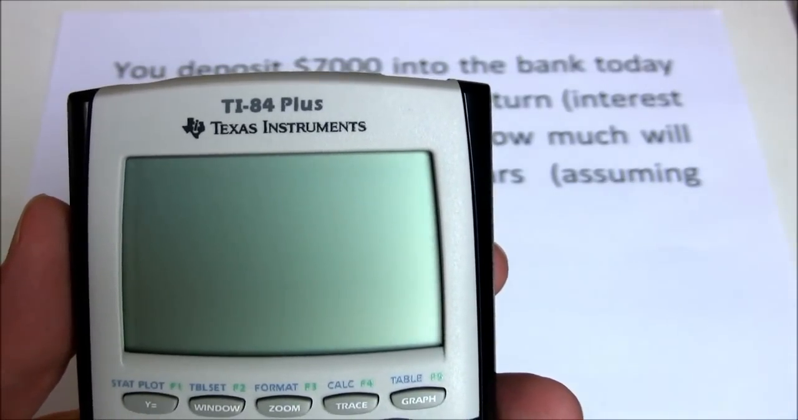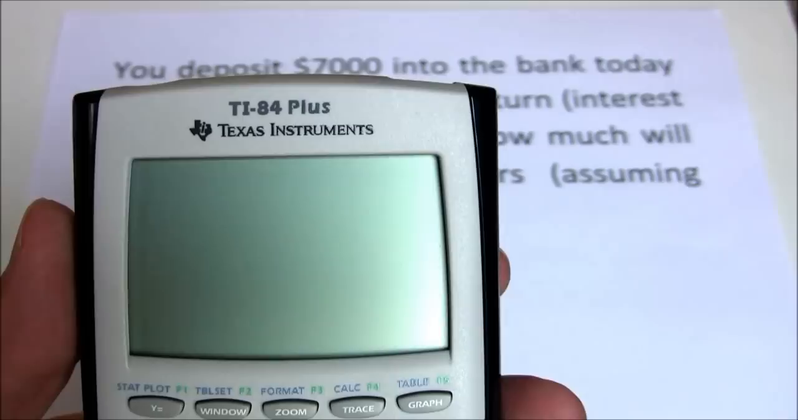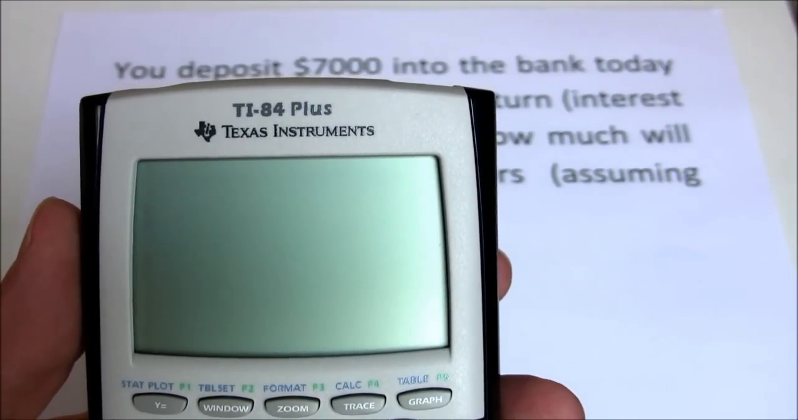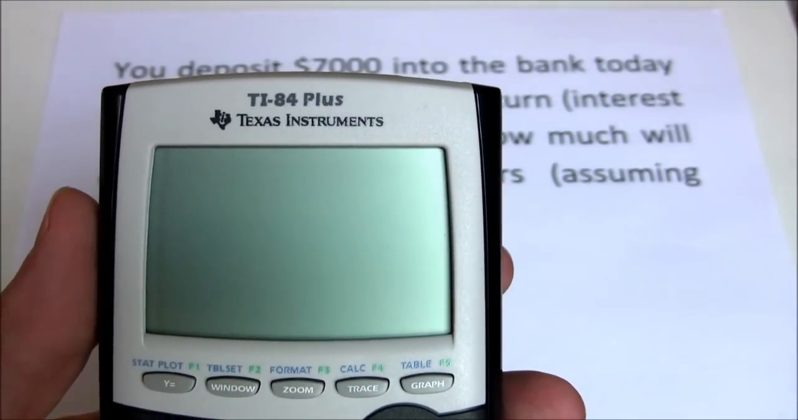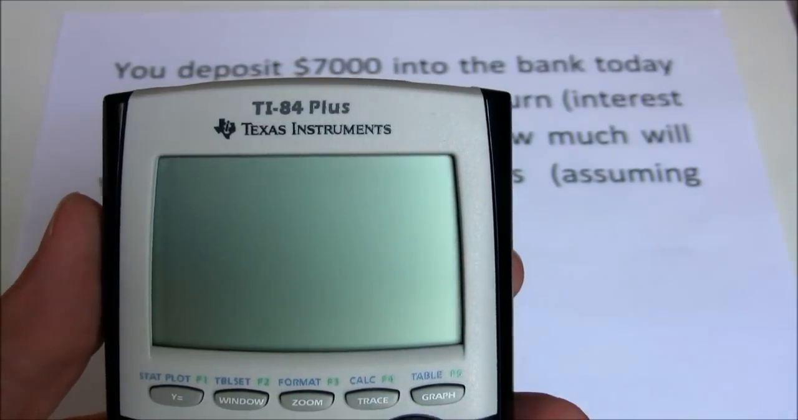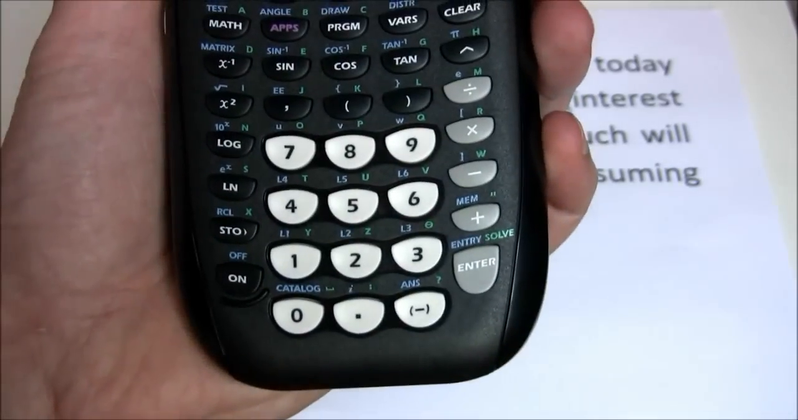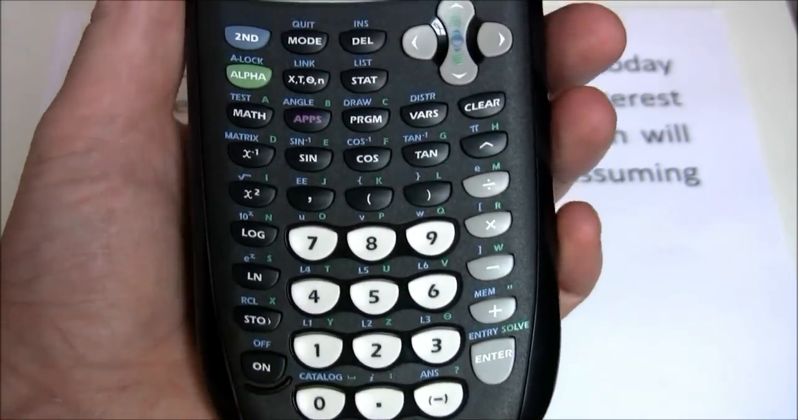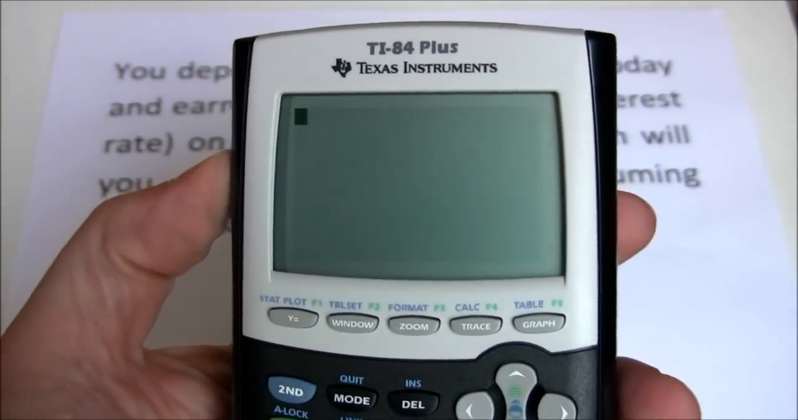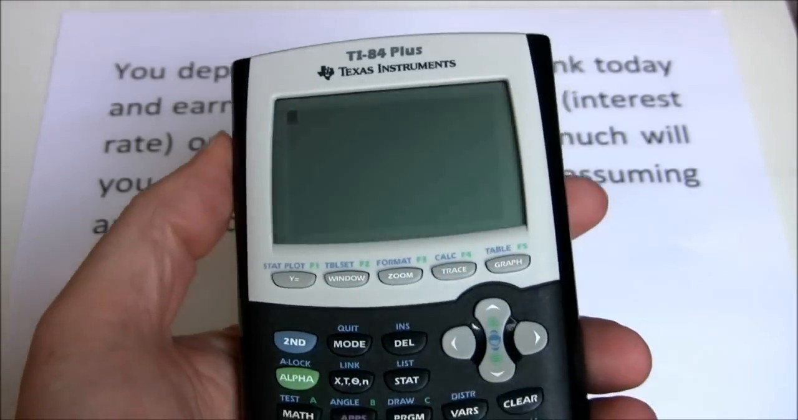Now you do have to be careful because some of the TI graphing calculators don't have finance functions. So you've got to make sure it's got the finance apps on it for it to function well for this course. But the first thing we're going to do is go ahead and turn it on. And now you can see we've got a blank screen here.